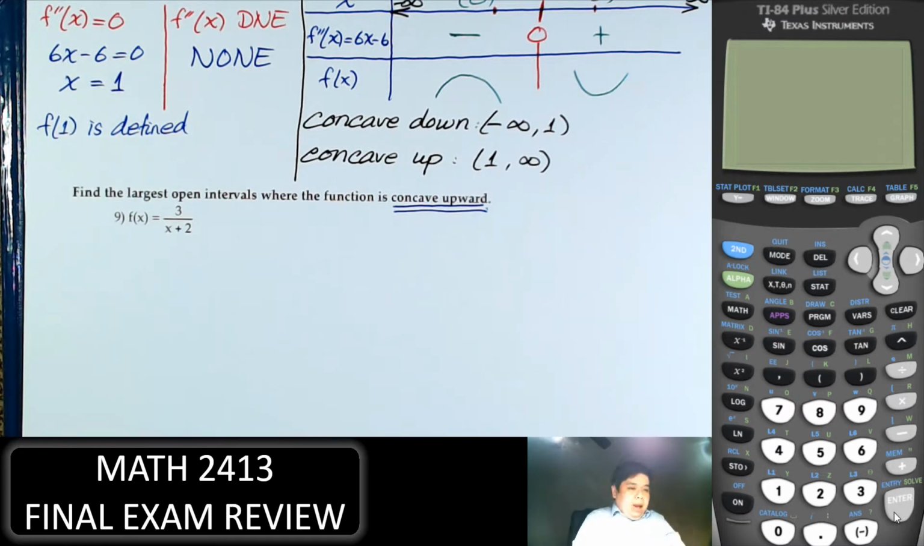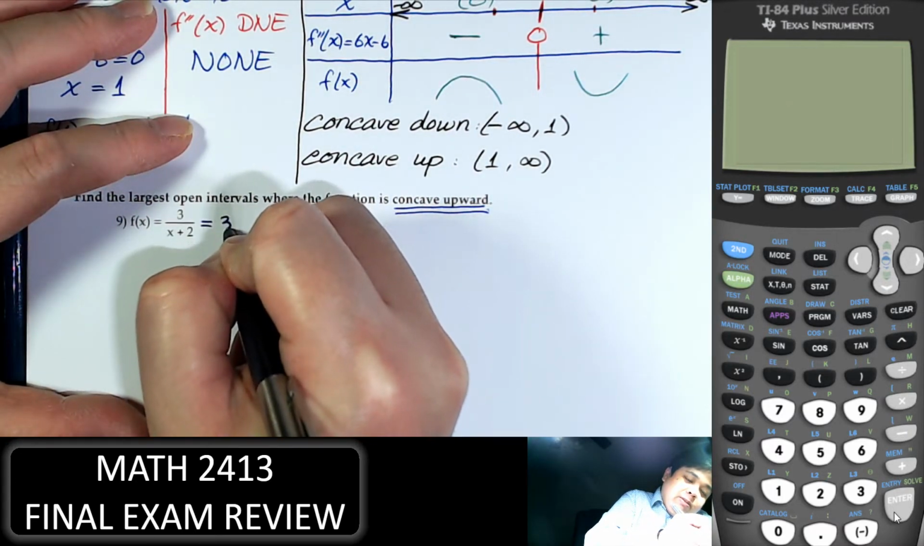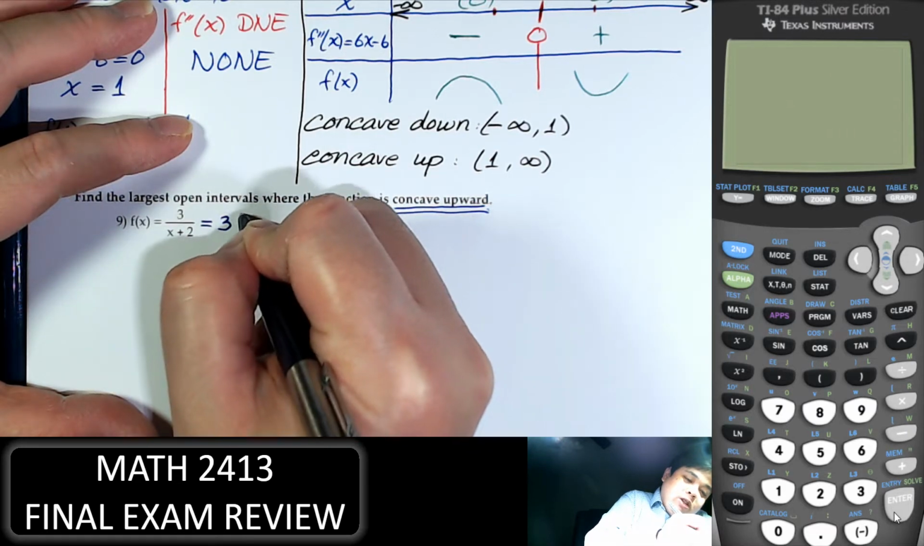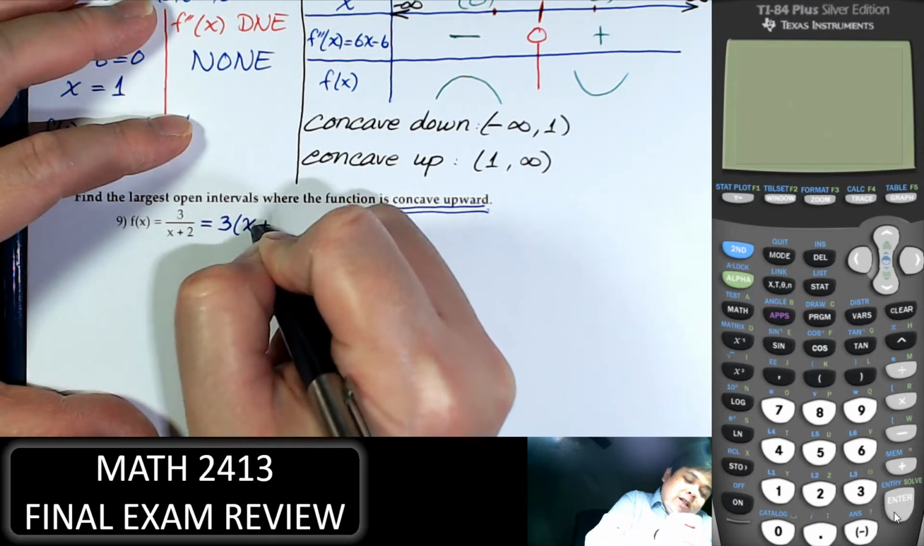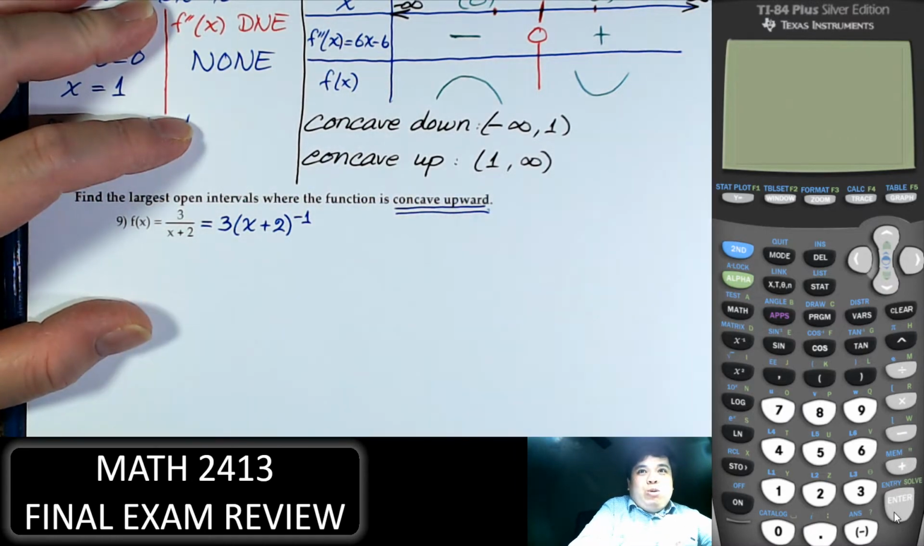Next, find the largest open interval where the function is concave up. So we're going to take the second derivative of this. Of course, we can use the quotient rule, but it may get a little bit complicated. There are a lot of ways to do that. X plus 1 moves to the top, x plus 2 moves to the top. I just want to review the chain rule, that's all.